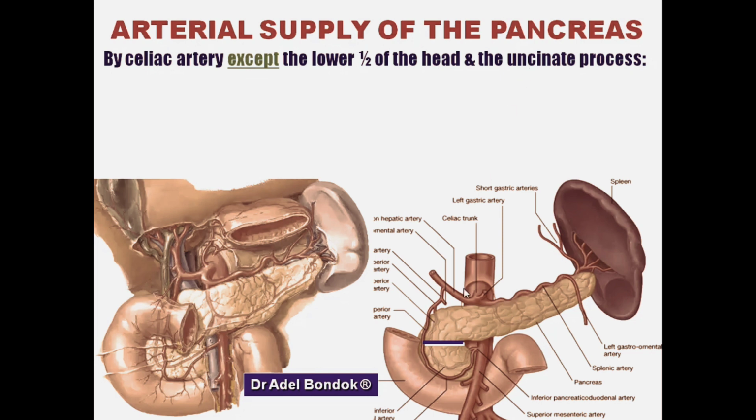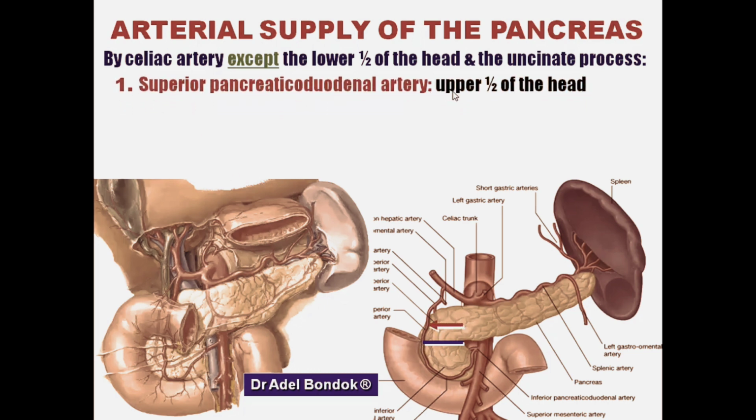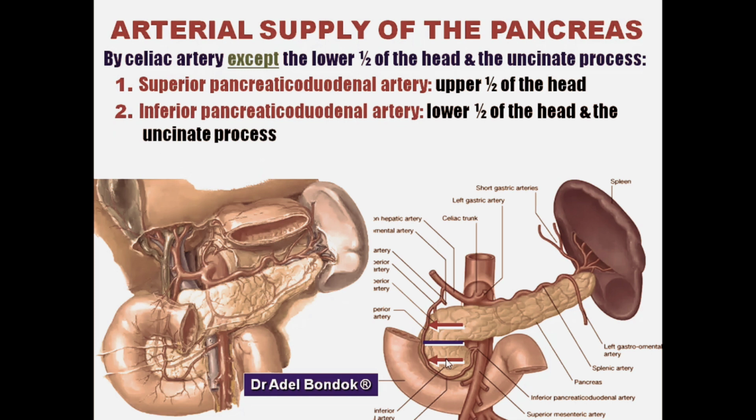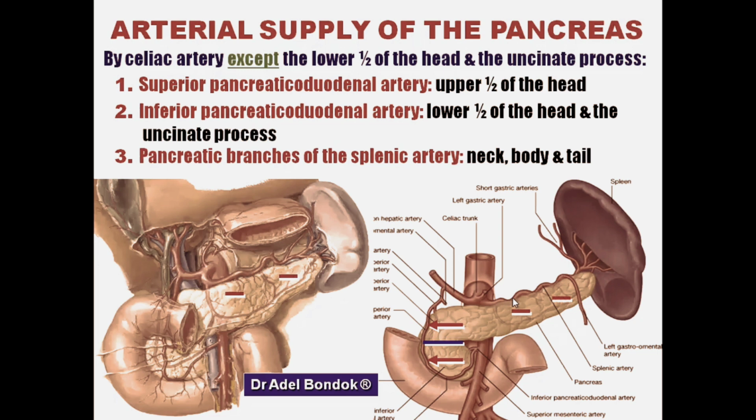This is the landmark between upper half of the head and the lower half of the head, and here is the biliary orifice. Superior pancreaticoduodenal artery supplies the upper half of the head. Inferior pancreaticoduodenal artery supplies the lower half of the head and the uncinate process, and then the neck, body, and the tail are supplied by the pancreatic branches of the splenic artery. This is the splenic artery, pancreatic branches of the splenic artery.